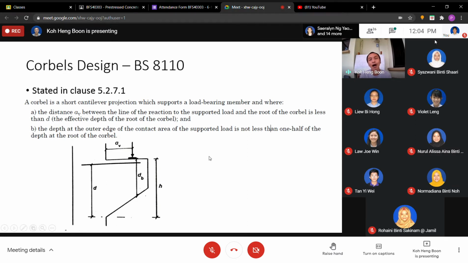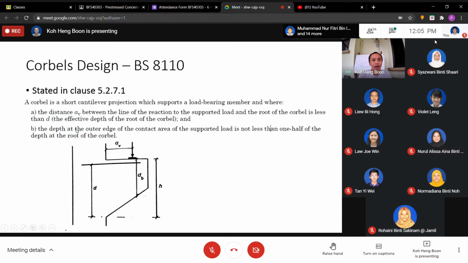If greater than D, what happens? If greater than D, it is not going to be a strut and tie model anymore. It is something like a short cantilever beam. You have to get the AV multiplied by V, like the nibs that we are going to look at, just a short cantilever. Okay, short cantilever slab or short cantilever beam.